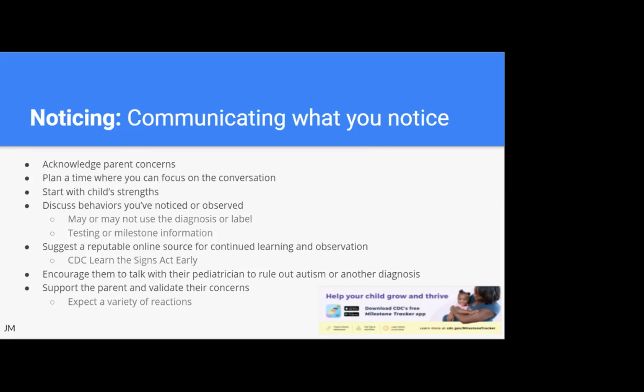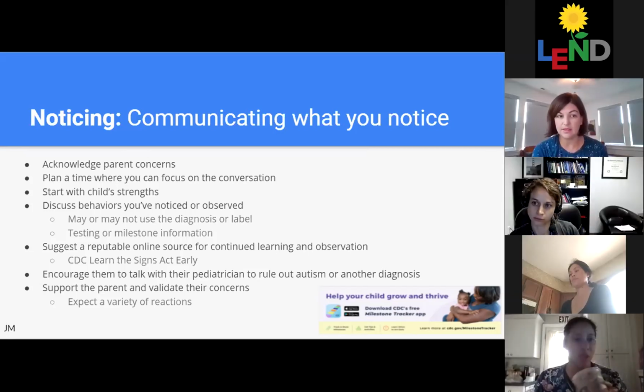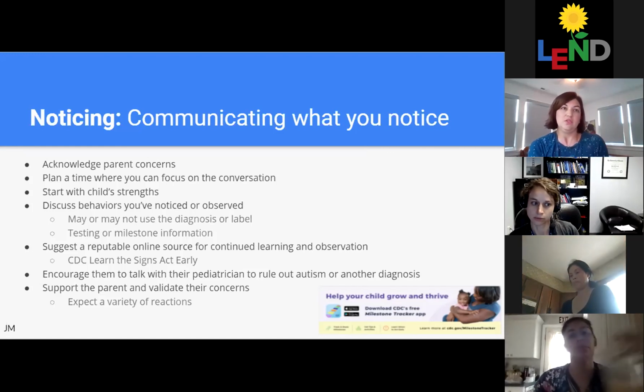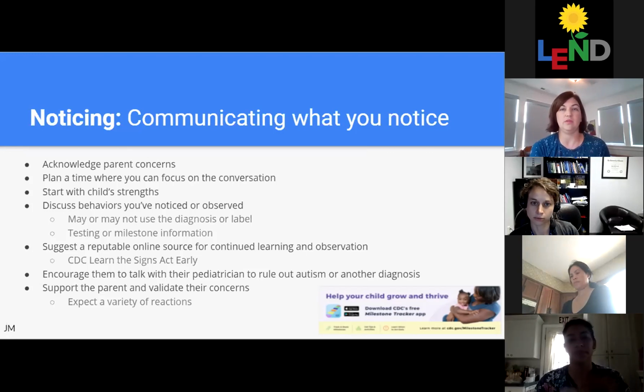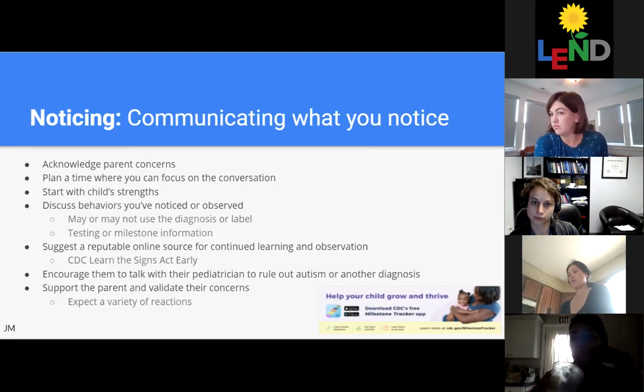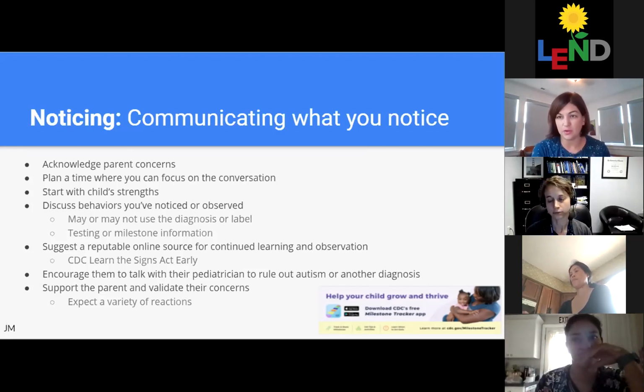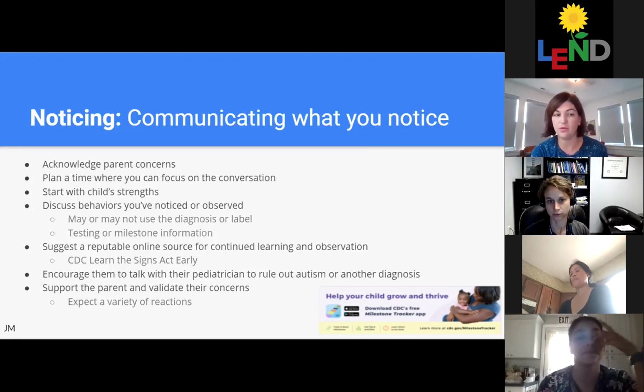What's most important is that you keep it positive and calm and more action focused. So suggest a reputable online source so the family can be empowered to go research what they're noticing and what that might mean. And then ultimately encourage them to talk to their pediatrician. The language that seems to be helpful is more of a proactive stance, maybe just talk to them to rule out anything serious or to get more understanding of how you can help. Those sorts of language and phrases can be very helpful.